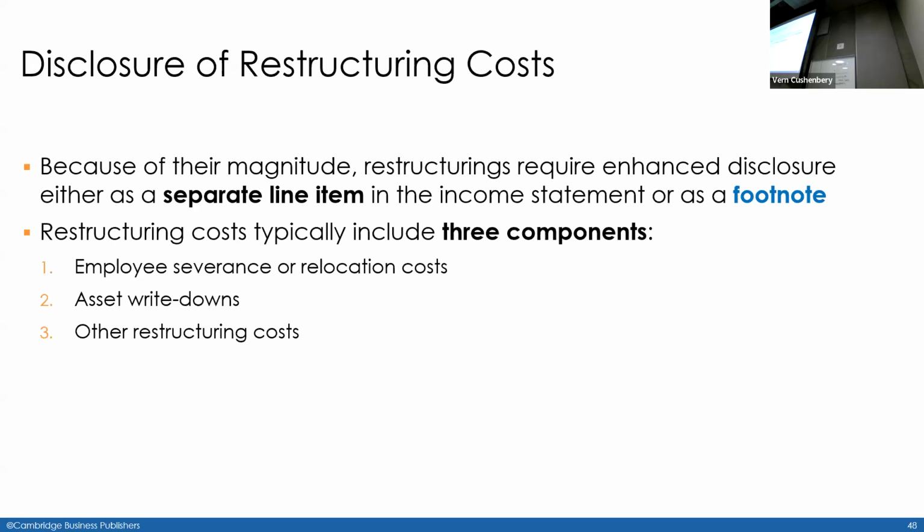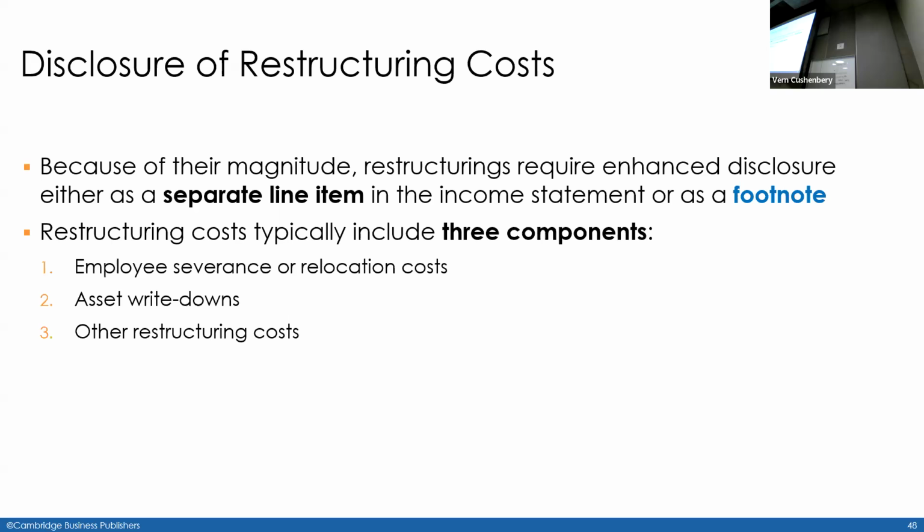1, 2, and 3 are all estimates. They're all estimates. Employee severance or relocation costs: when you restructure a division, you don't know how many employees are going to be severed or quit or relocate. You can make some estimate, say 50% or 60%.